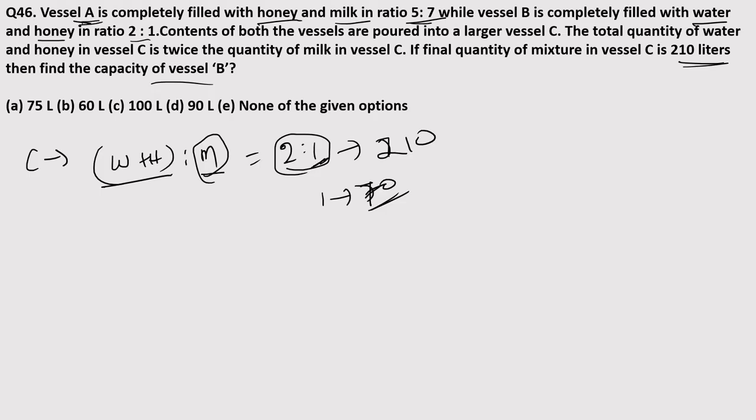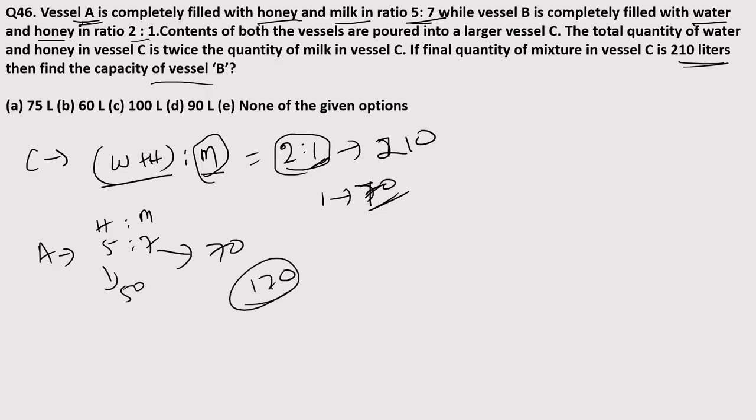In vessel A, honey to milk ratio is 5:7. These 7 parts correspond to 70, so 5 parts correspond to 50. So vessel A capacity is 50 plus 70, which is 120 liters. If this is 120 liters and vessel C is 210 liters, vessel B has to be 90 to make it 210, right? So this is the answer, 90. You can solve it mentally. Let's move to the next question.